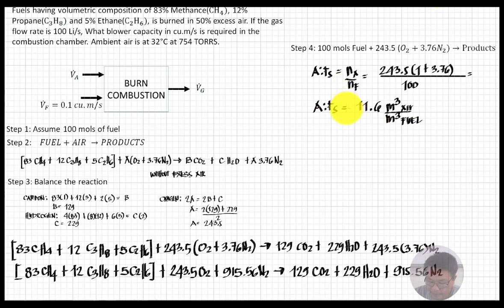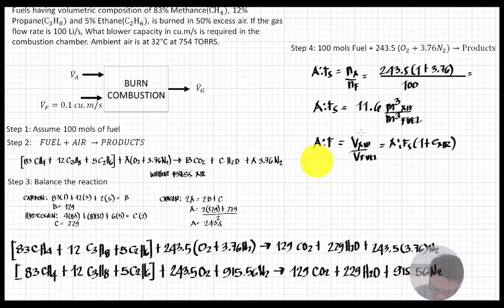So we have here the stoichiometric air fuel ratio. Now, taking note that our air fuel ratio is equal to the volume of air divided by the volume of your fuel. And this is equal to your stoichiometric air fuel ratio times 1 plus your excess air. And the units are cubic meter of air per cubic meter of your fuel.